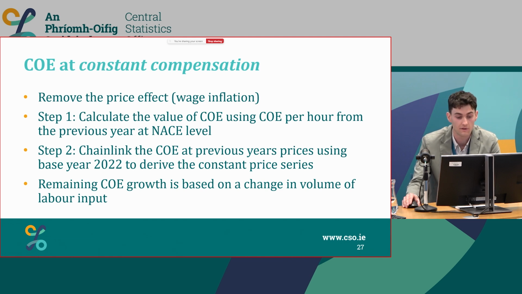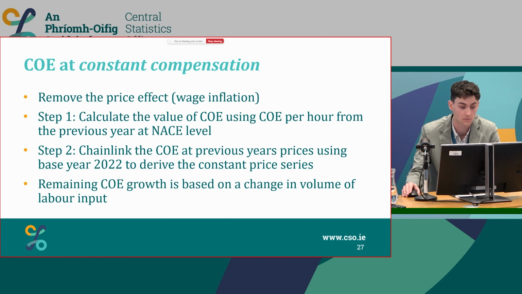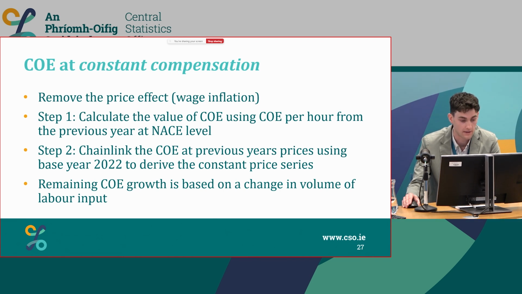So we calculate the value of COE using COE per hour from the previous year. So basically wages per hour, and we hold constant that compensation. And then in the same way we do the other constant prices in other parts of the accounts, we chain link the series with the base year of 2022 this year. And so we get our estimate of constant COE. The remaining growth there is, in theory, based on a change in the volume of labour input, because we've held constant the compensation, the wages per hour.